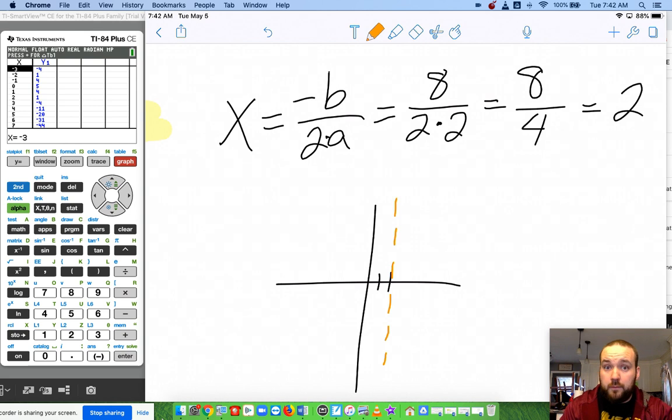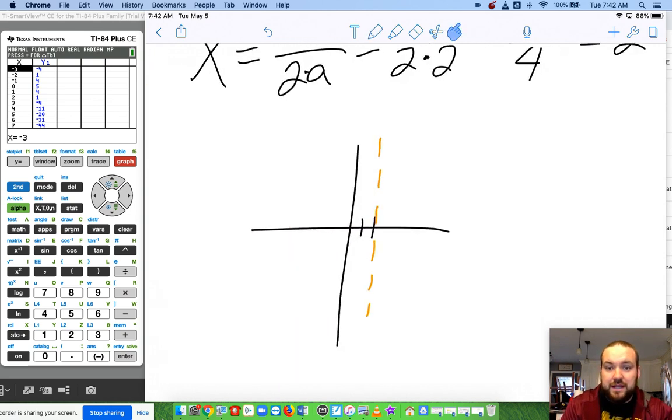And the other important part to this, and maybe even more important than the line of symmetry, is remember that on the line of symmetry, the vertex has to show up somewhere. So I know the vertex is going to be somewhere on this orange dashed line. I don't know yet if it's up here. I don't know yet if it's down here. It could be in the middle, but it has to be on that line of symmetry.